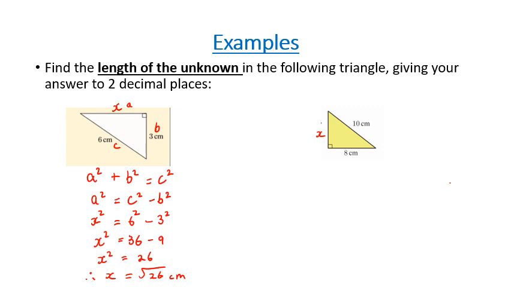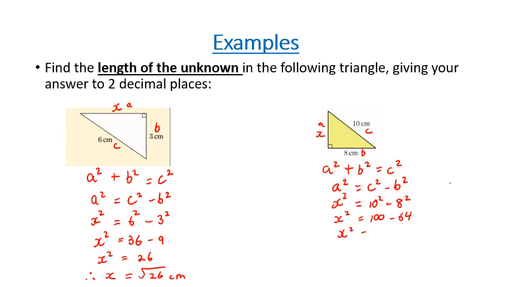Same thing over here. I've got A, B, C. So my original Pythagoras formula, A squared plus B squared equals C squared. I've now rearranged that, and it's going to be A squared equals C squared take B squared. I'm now going to put my values in. So X squared equals 10 squared take 8 squared. X squared equals 100 take 64. X squared equals 36. Therefore, X equals the square root of 36, and X equals 6 centimeters.